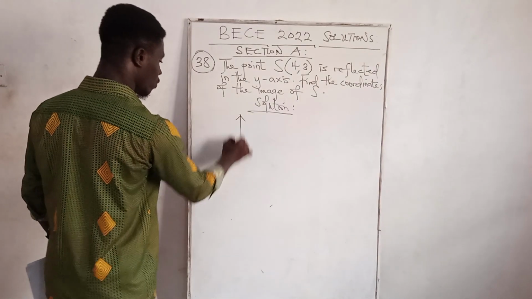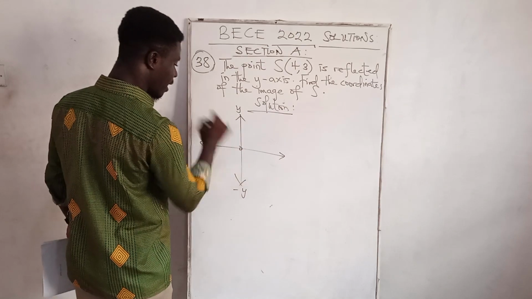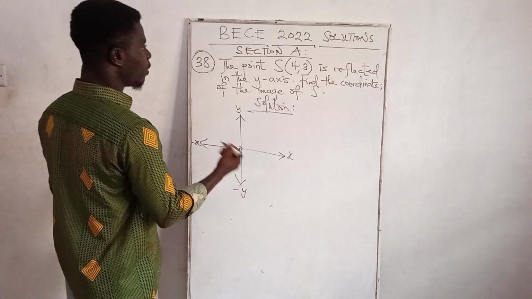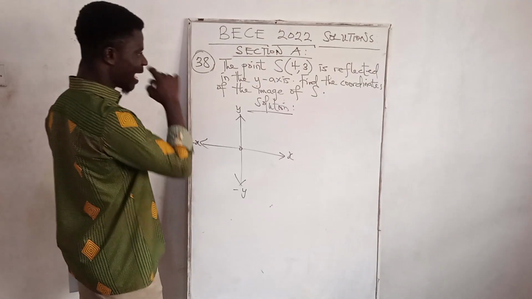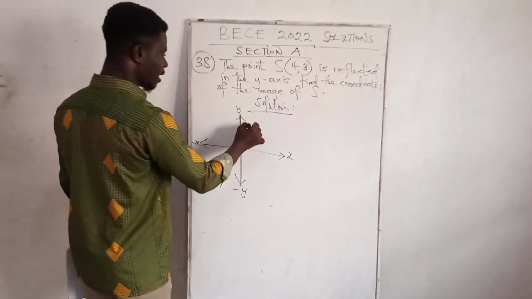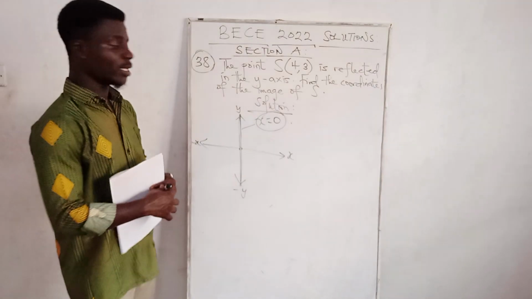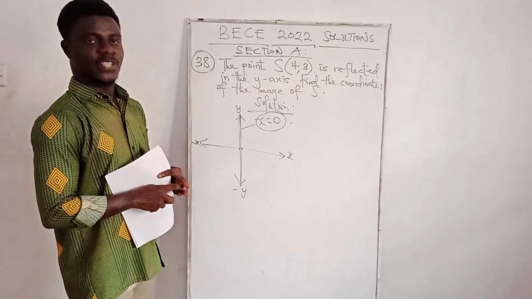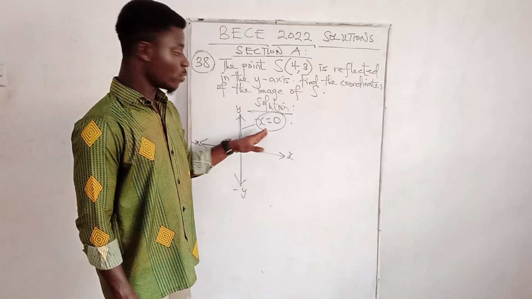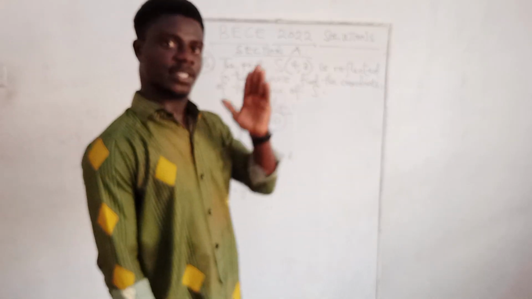So we can draw our Cartesian plane. I have y, negative y, my origin, x, negative x, not drawn to scale. So now point S(4, 3). They are saying the y-axis, right? The y-axis is the same thing as the line x equals 0. Then the x-axis is the same thing as the line y equals 0. So don't forget, the y-axis is the line x equals 0, then the x-axis is the line y equals 0.